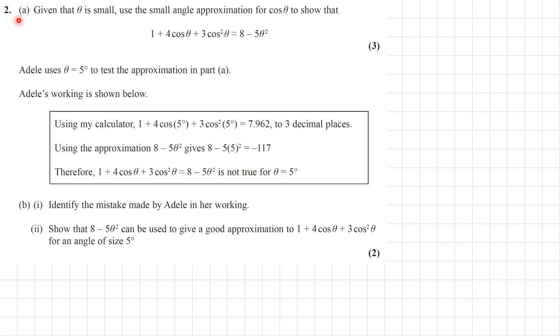Question number 2, part A. Given that theta is small, use the small angle approximation for cos theta to show that 1 plus 4 cos theta plus 3 cos squared theta is approximately 8 minus 5 theta squared.